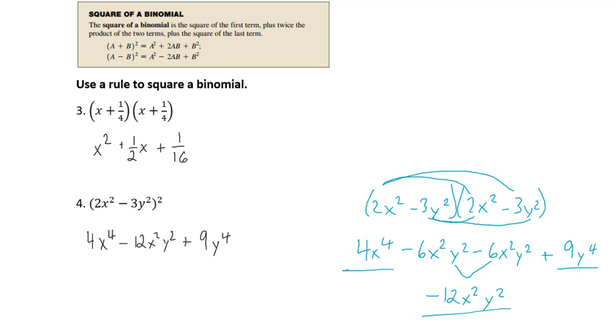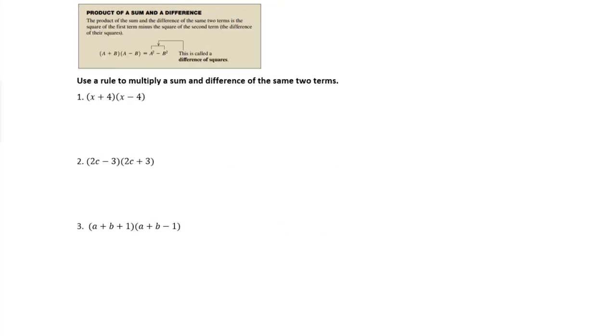All right, let's look at our final slide. And so here we are going to apply the rule of sum and difference. So as you see, all of these have the same values, and the first term is positive, second one's negative, or the first one's negative, the second one's positive. But when this happens, you square the first term, and you square the last term, and put a minus in the middle. And we get x squared minus 16.